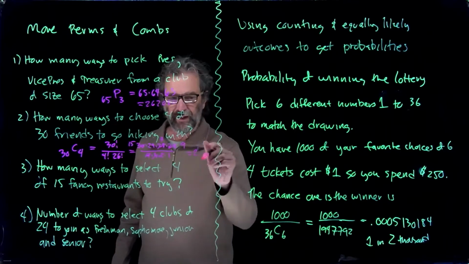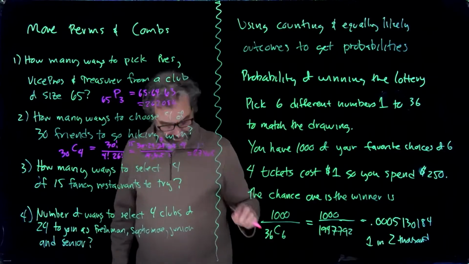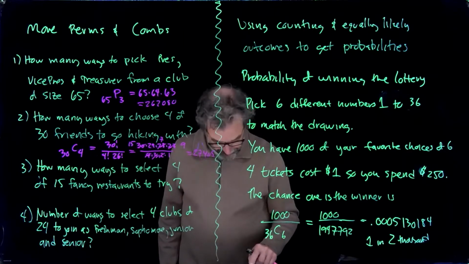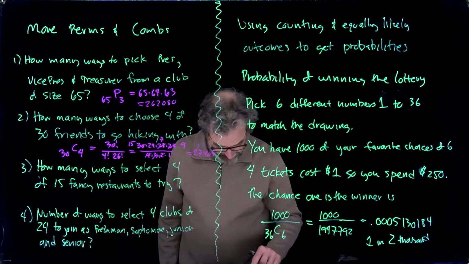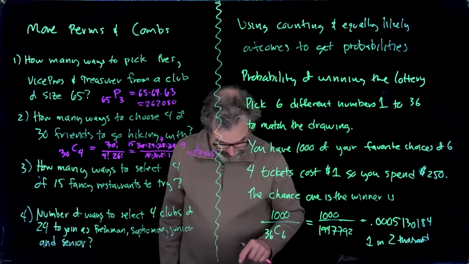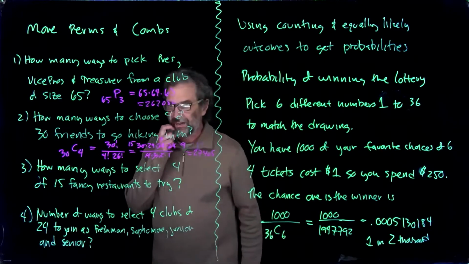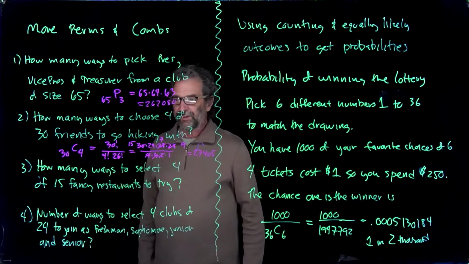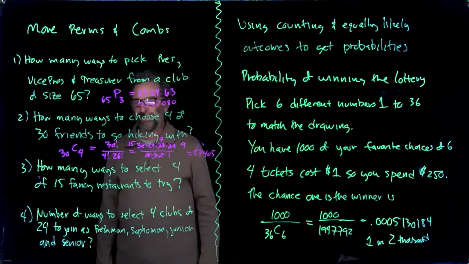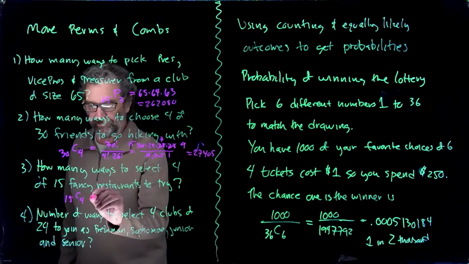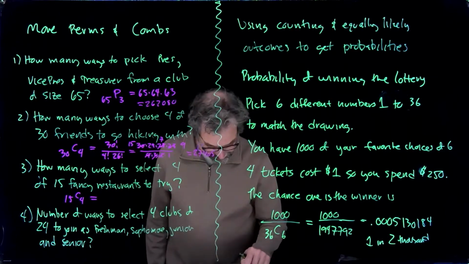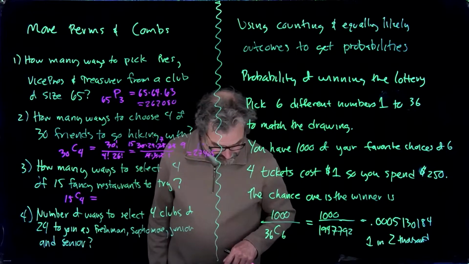Well, you have a lot of different ways of going hiking, that's for sure. Let me just double check that. So I'm going to type in 30, math, over to prob, down to nCr, enter, hit 4, enter. 27,405, we win. How many ways are there to select 4 of 15 fancy restaurants to try? We're just picking them. We're not putting any order on them, so it's going to be 15 choose 4. And as long as I'm in here, 15, math, prob, nCr, 4. 1365.